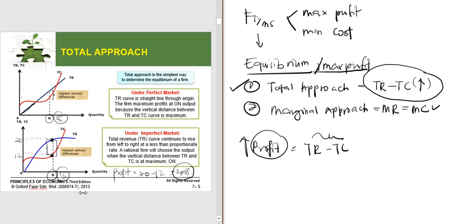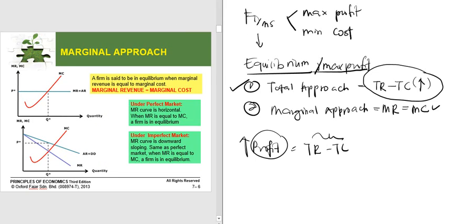Okay, so that is what we mean by calculating or determining the equilibrium using total approach. Now let's look at how you can use marginal approach to determine the equilibrium level or maximum profit of a firm in a certain market. Using marginal approach, we understand that marginal revenue must equal marginal cost.